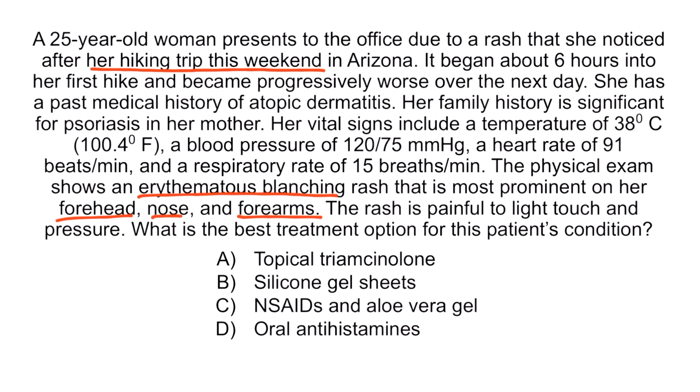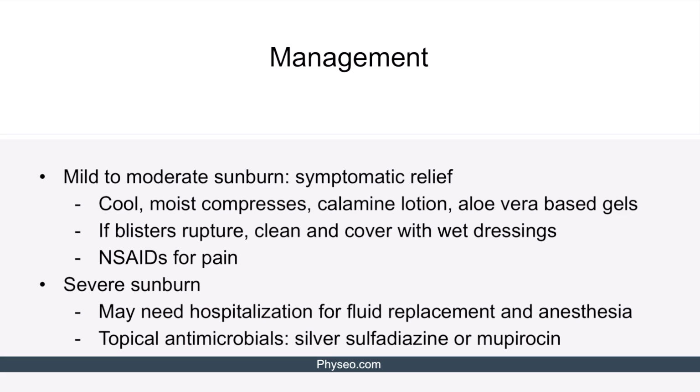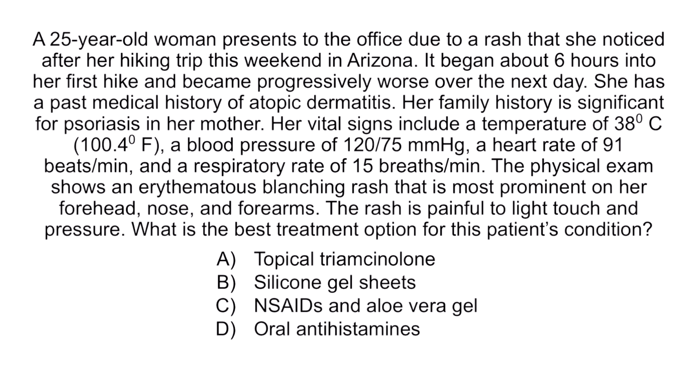Well, what you can do is give NSAIDs and aloe vera gel, because really you're just trying to treat the symptoms. So the correct answer is C. And just going back to this slide, this is where we discussed the management options for a sunburn. So mild to moderate, it's all about the symptom relief. Severe, you're trying to replace fluids and prevent infection. That doesn't fit our patient. But now let's discuss why the other options are incorrect.